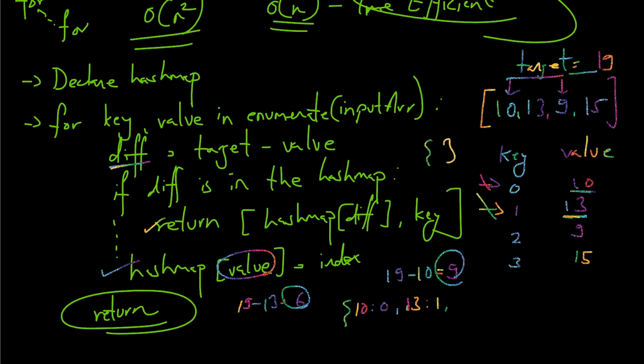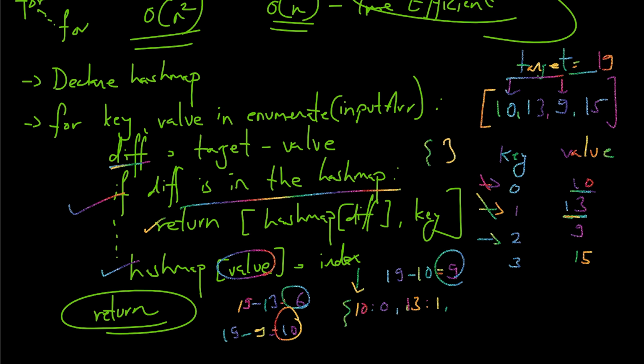Then this gets executed, you move to the 2. Now you will again check 19 minus 9, which is going to give you 10. Now you will check if the difference is in the hash map. Yes, this current difference calculated is available in the hash map as one of the values.